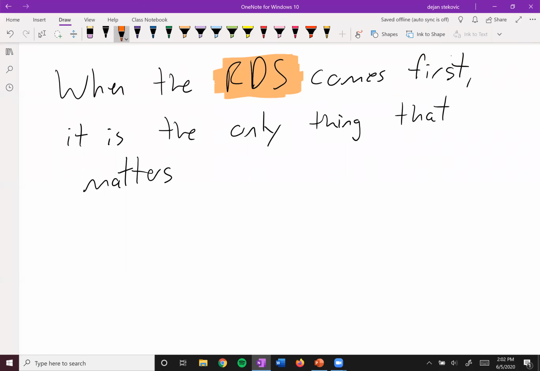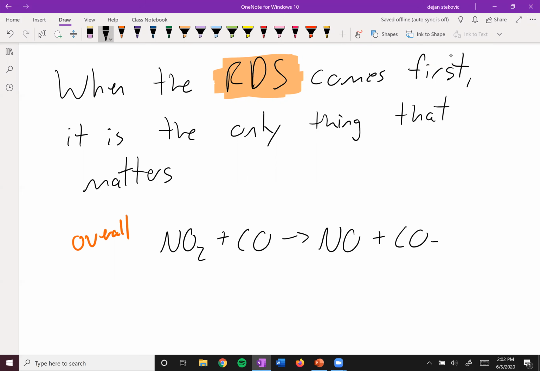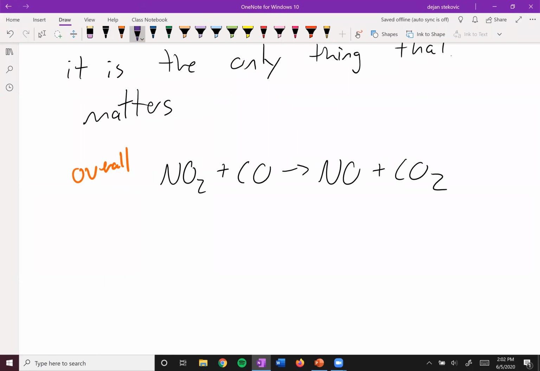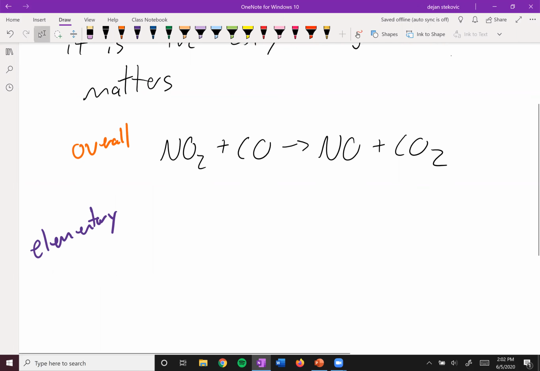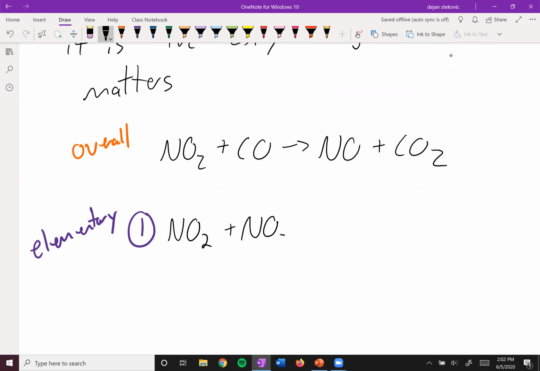So for example, here's the overall reaction we have. We have NO2 combining with carbon monoxide to form NO and CO2. And then we can take a look at the elementary steps here, or we can propose some elementary steps, right? So we'll say in elementary step 1, we have NO2 colliding with another NO2 molecule to form an NO3 and an NO. And we'll say that this is the slow step. So this is the rate determining step.